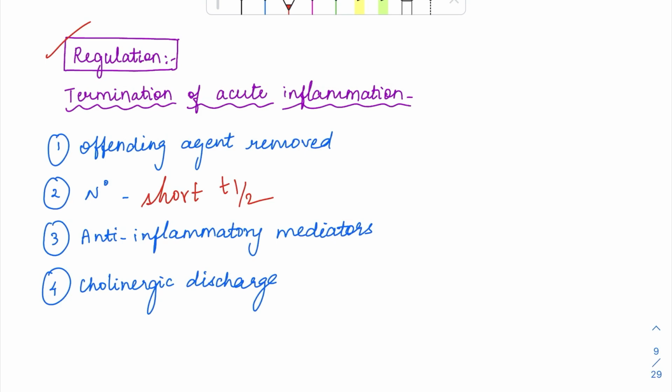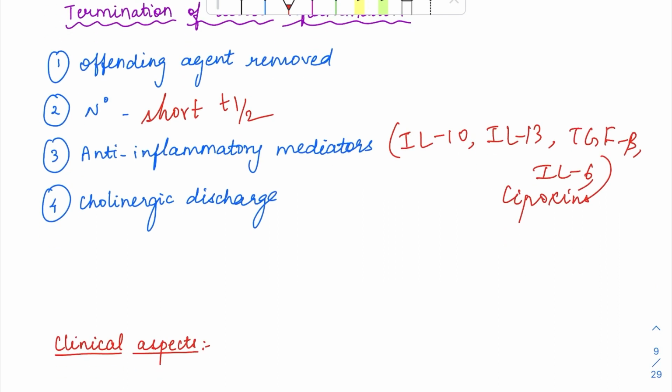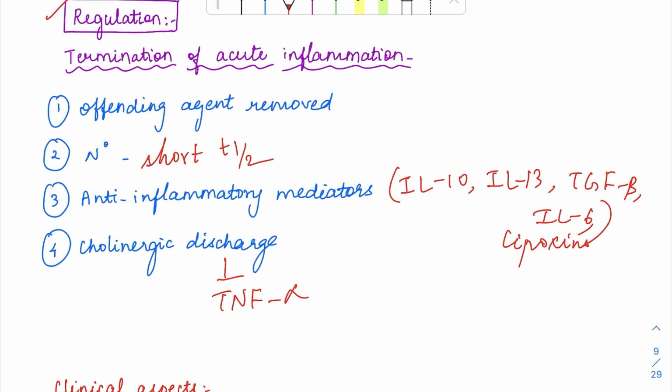Then there will be anti-inflammatory mediators which are being secreted, like interleukin 10, interleukin 13, TGF-beta and interleukin 6. So these will be secreted, and these will cause the inflammation to stop. Then there will be cholinergic discharge which is going to inhibit the TNF-alpha. TNF-alpha, I told you, is the major inflammatory mediator responsible for the cellular events, right? So TNF-alpha is going to be inhibited now by this cholinergic discharge. So the regulation step is done.